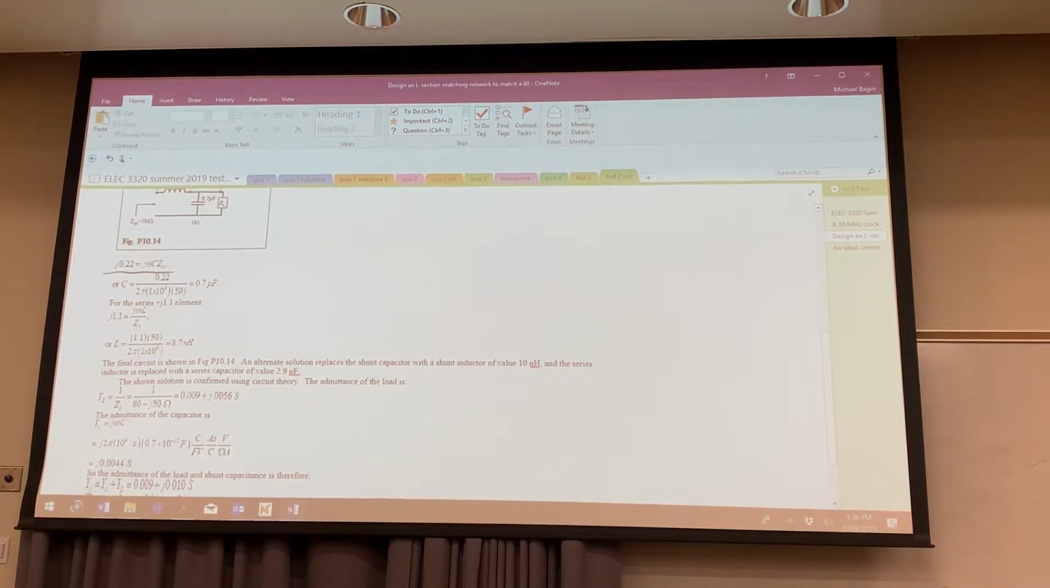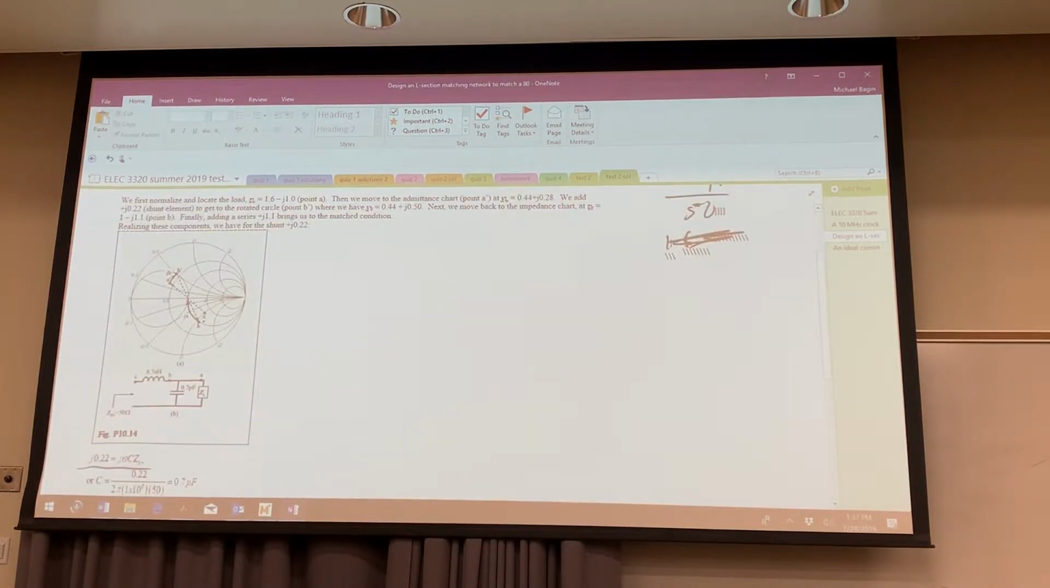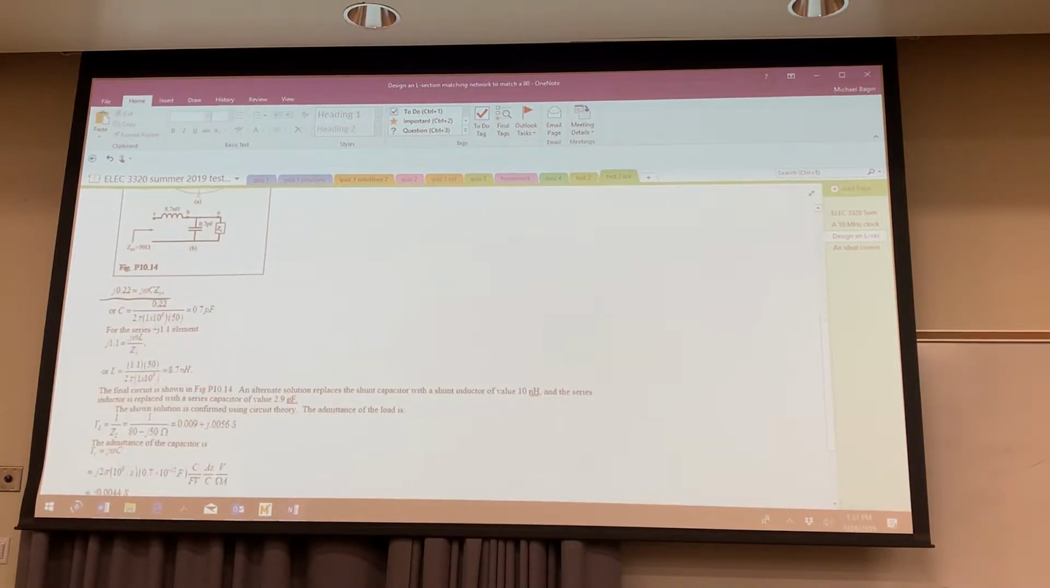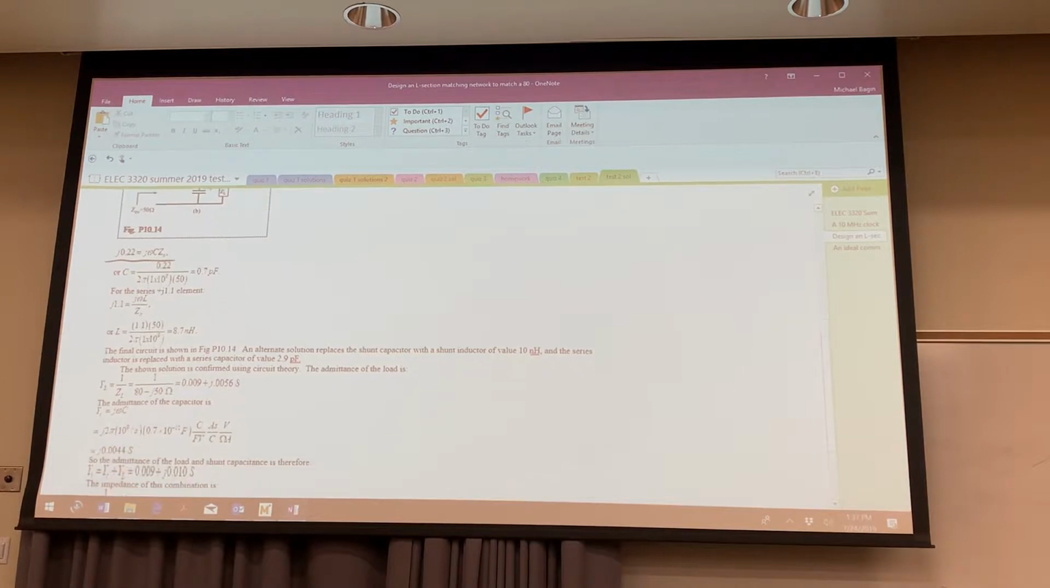Are you with me? So I have to add an impedance that's minus j1.1, it's minus part. So you have to add plus j1.1, and that's going to be an inductor in series. And so j1.1 is equal to j omega L divided by Z naught. That's just normalization of the impedance. And you calculate L, and L is 8.7 nanohenries.